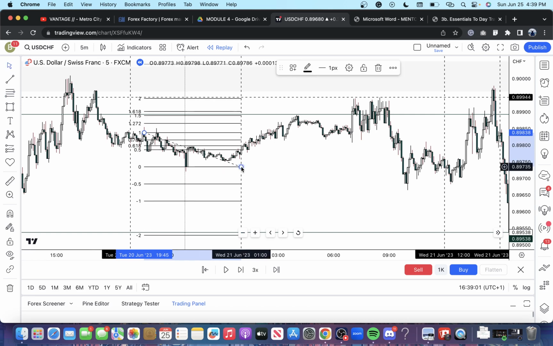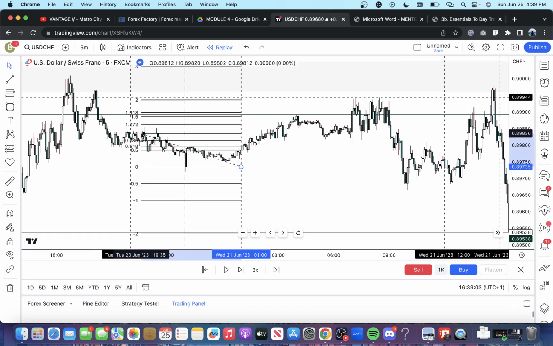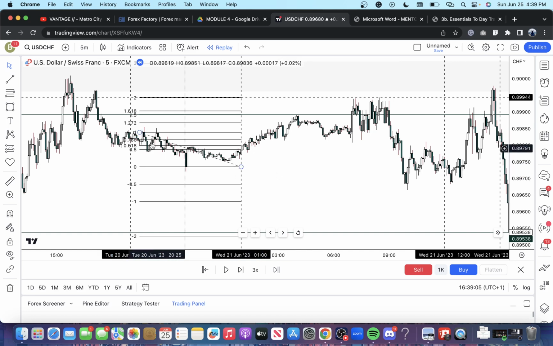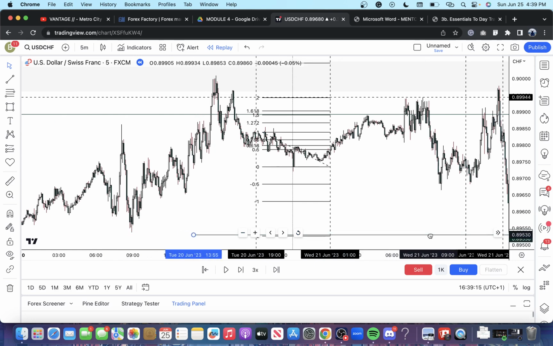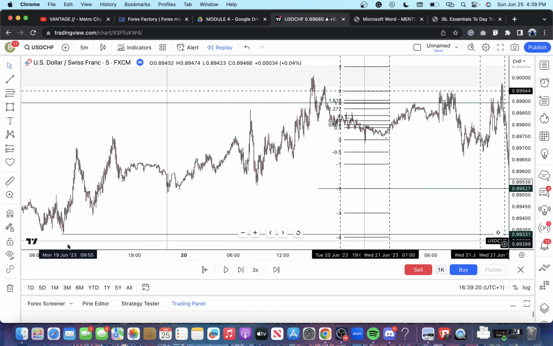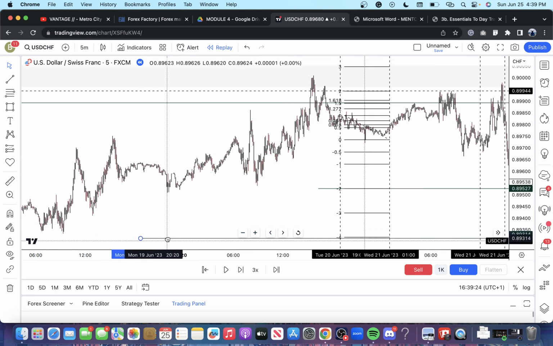What PD array can we see as an objective draw on liquidity for USDCHF, looking for weakness? You can see below the short-term low, we have 2 standard deviations. Rather than aiming for the short-term low, we can use 2 standard deviations here. And then below this low here, which is what we're ultimately aiming for, we have 4 standard deviations. So we can use that there.